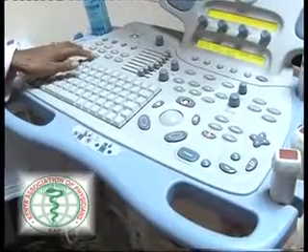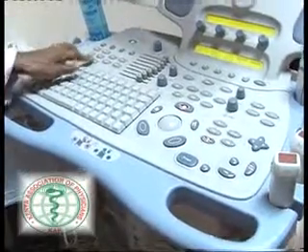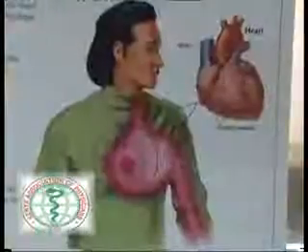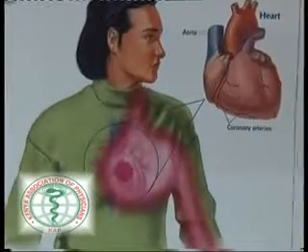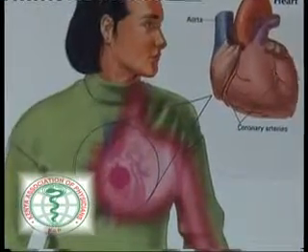We have a GE machine for doing our echocardiograms. Mainly we are able to view the structures of the heart. This includes the chambers and the valves. We are able to assess the ejection fraction of the heart, that means the pumping effect of the heart.